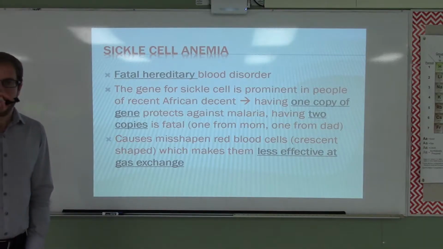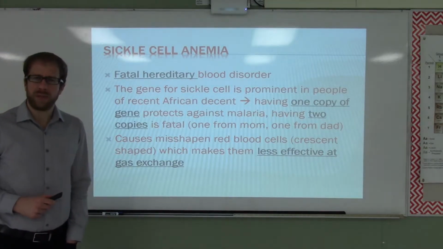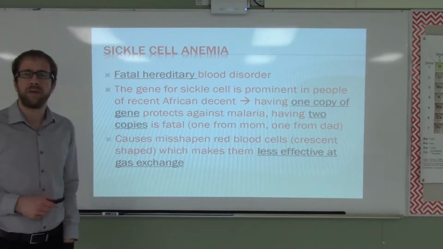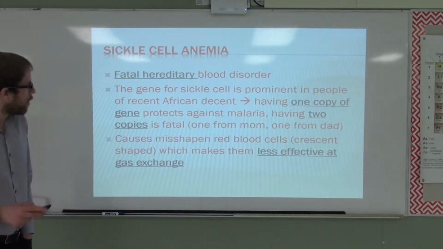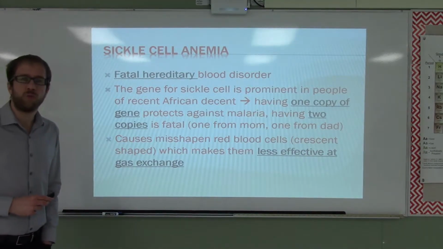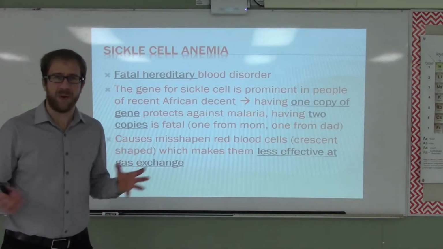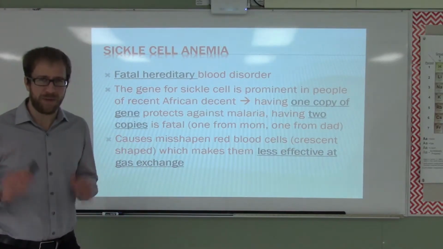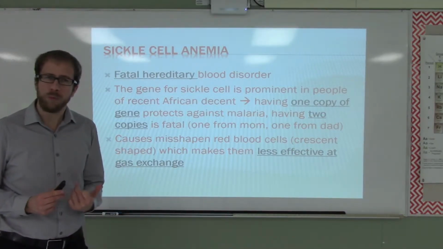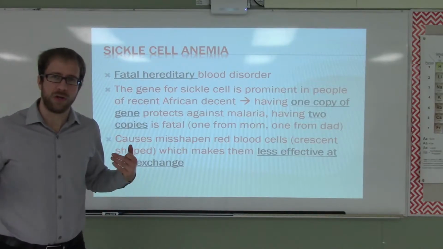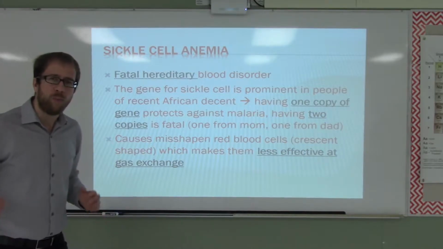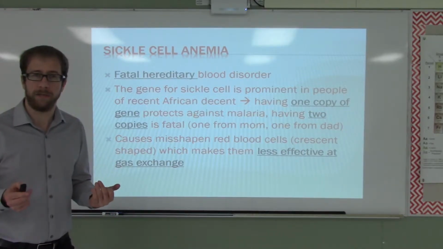Sickle cell anemia. We do, I believe, have a couple students at the school that have this within their gene pool. Now, this is a fatal hereditary blood disorder, and it's weird that you would still find it in populations because it is fatal, right? So usually fatal disorders, you don't really find much in the human population. They're exceptionally rare because, well, it kills you. But sickle cell anemia is quite interesting.